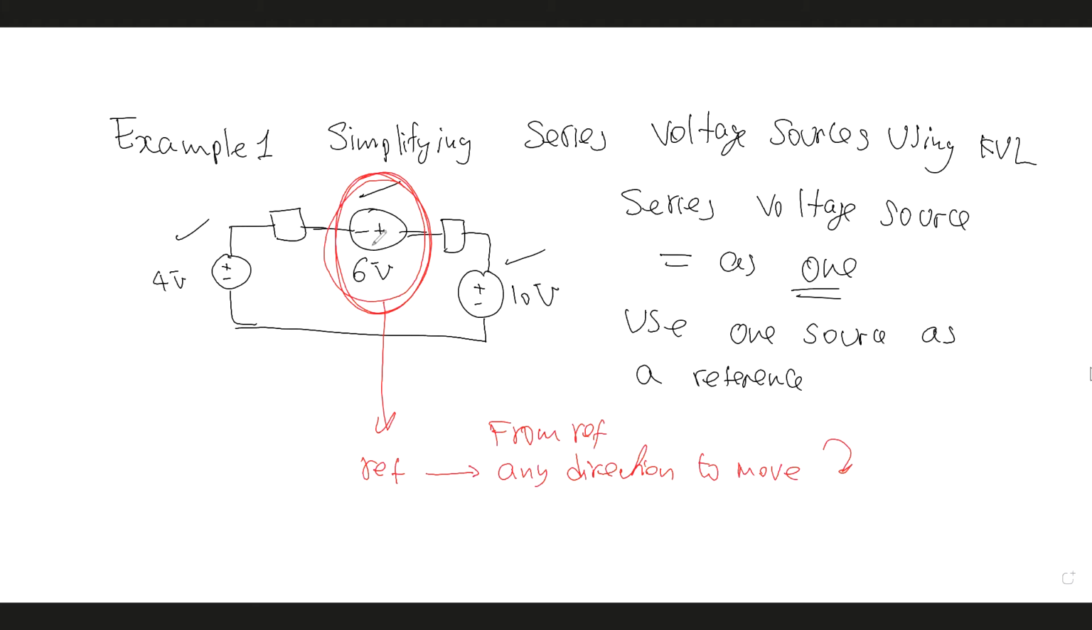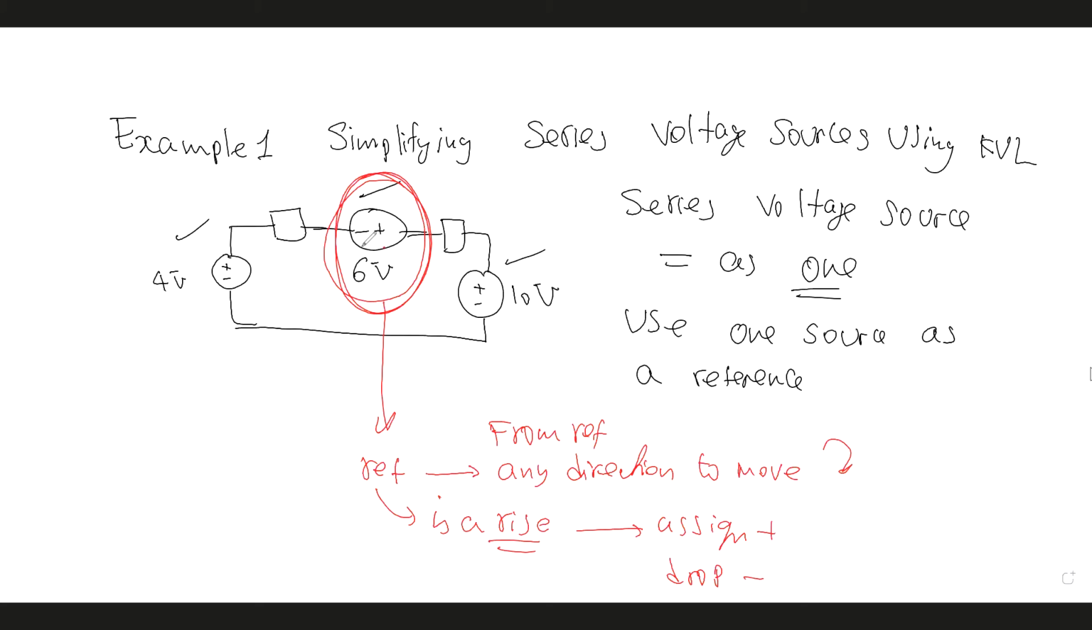You go from minus to plus, it's a rise. So your reference is a rise based on my choice. For rise, assign plus. For drop, assign minus. So whatever direction you choose for your reference, assign plus to that, and for the opposite polarity, use minus. So let's do that.